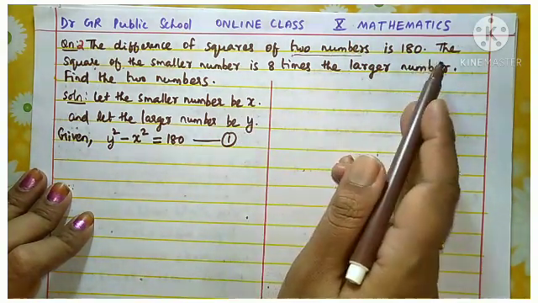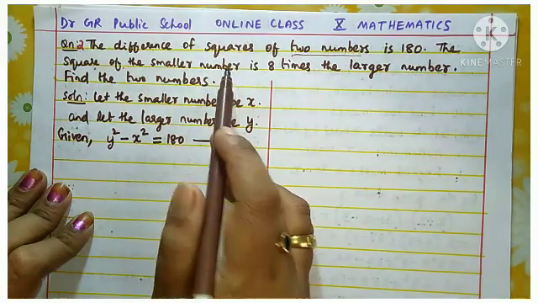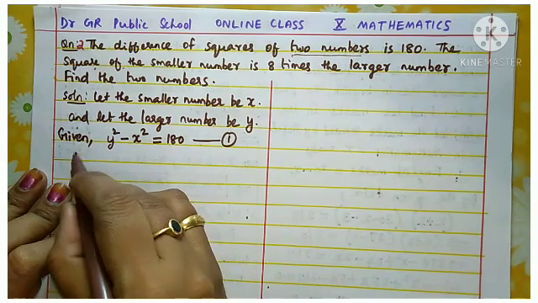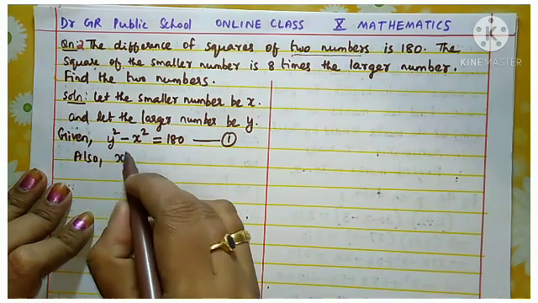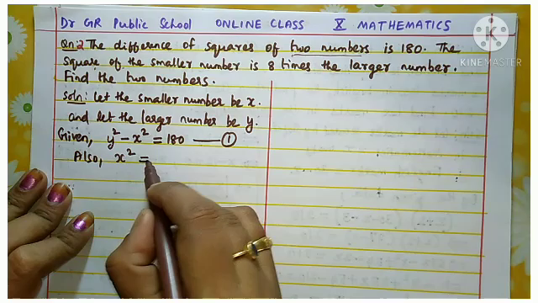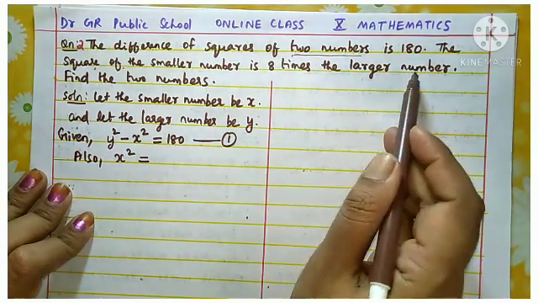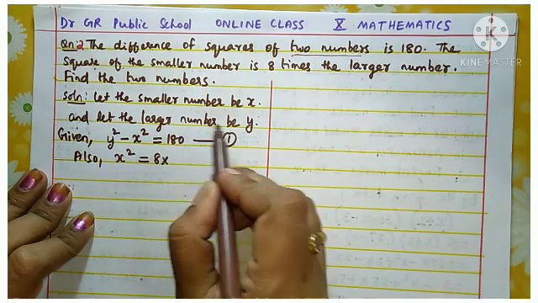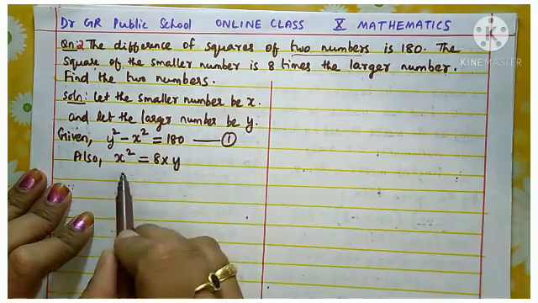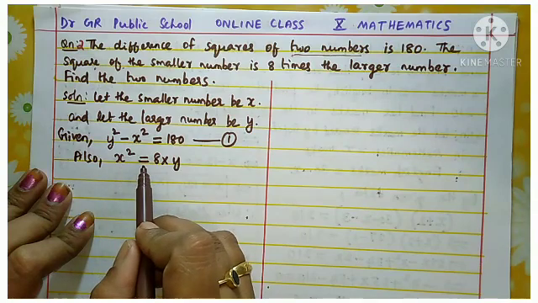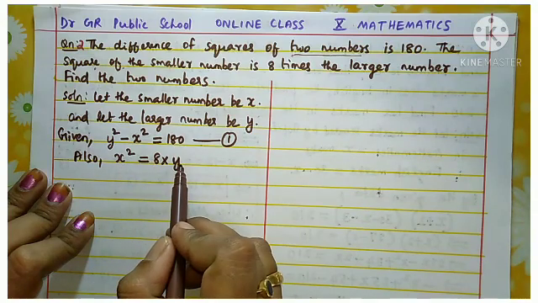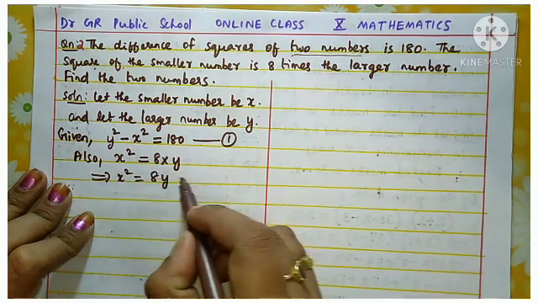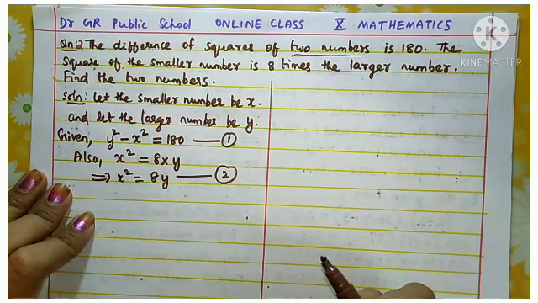Okay, now come to the next. The square of the smaller number. What is the smaller number we have taken? x. So the square of the smaller number is equal to 8 times the larger number. 8 times means 8 multiplied by the larger number, which is y. Okay, so what is this? x square equal to 8y. This is our second equation.